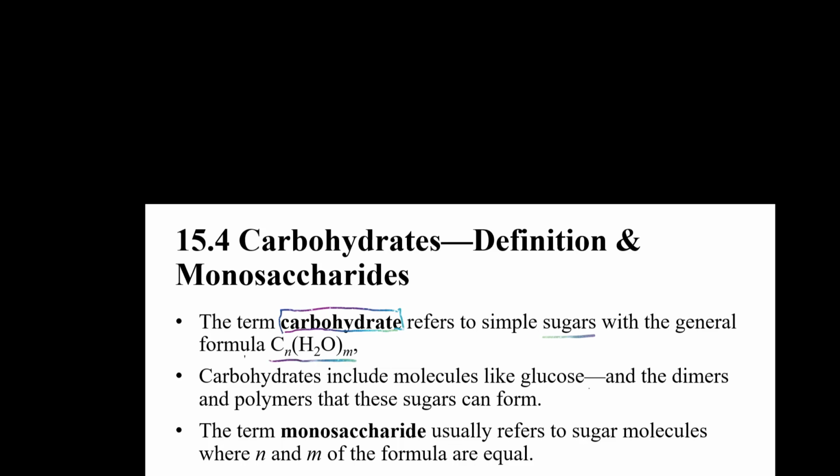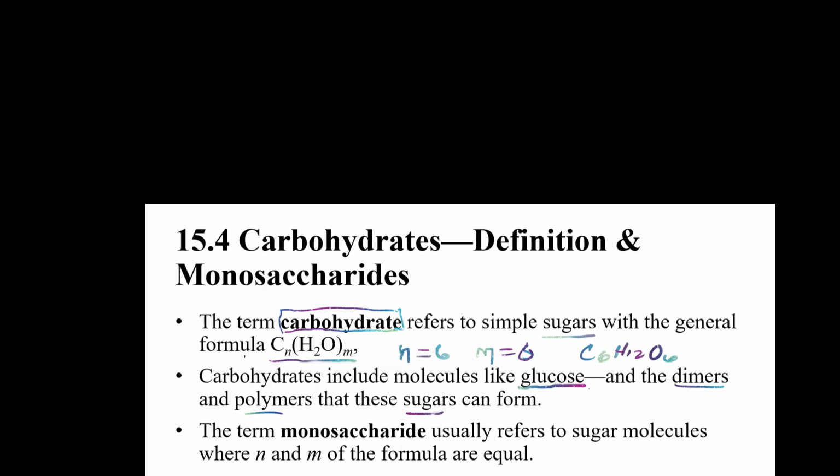So if N equals 6 and L equals 6, or M equals 6, and I plug that into this equation here, I would get C6H12O6. All right, because 6 times 2 is 12, and then we have 6 oxygen, 6 carbon. So carbohydrates include molecules like glucose. So again, we're speaking the language of biochemistry: glucose, and the dimers and polymers of these sugars.